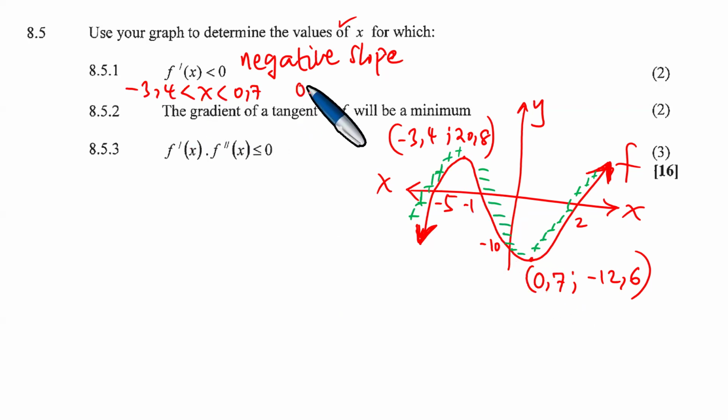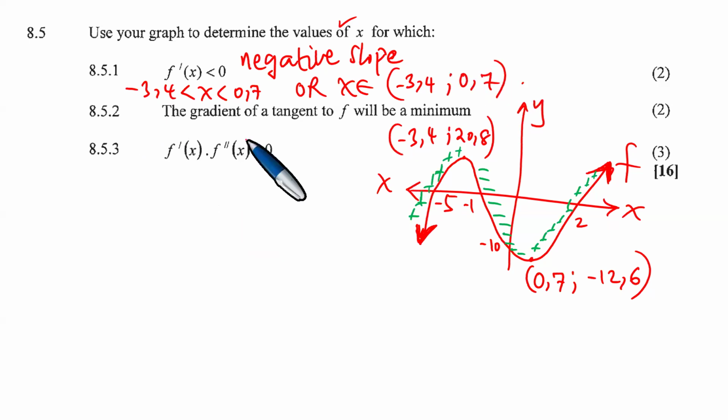If you don't want to write it like this, you can also say x is an element of the interval minus 3.4, 0.7. Okay, the gradient of a tangent to f will be a minimum. What does that mean? So we need to find the values of x for which the gradient of a tangent to f will be a minimum.